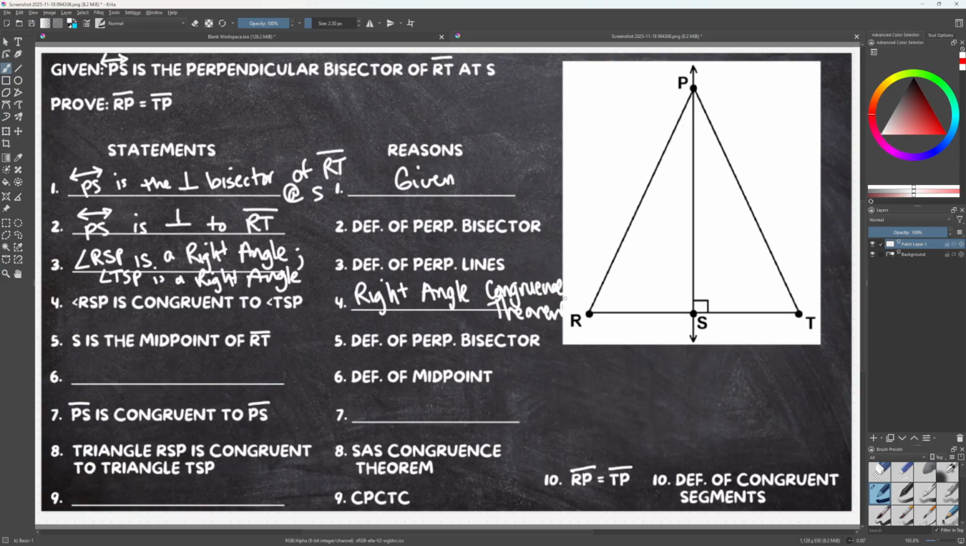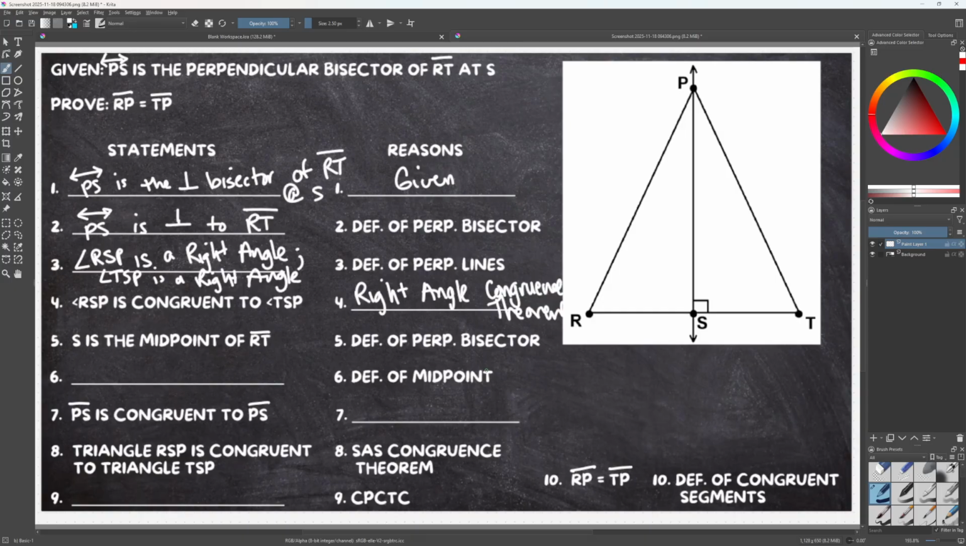So if we go back to the bisector part at point S, we know point S is going to be the midpoint of RT. And that's just, again, the definition of a perpendicular bisector. So that's kind of the other part of it. So lines 2 through 4 is kind of one part with that definition. And now we jump down to line 5 with the other part of that definition of a perpendicular bisector. So we've got that information there.